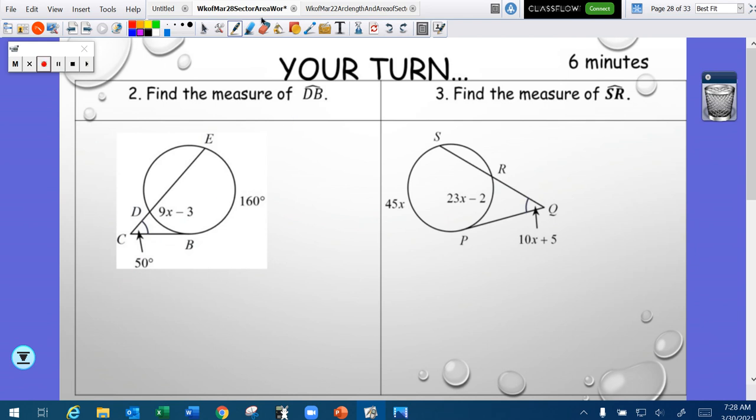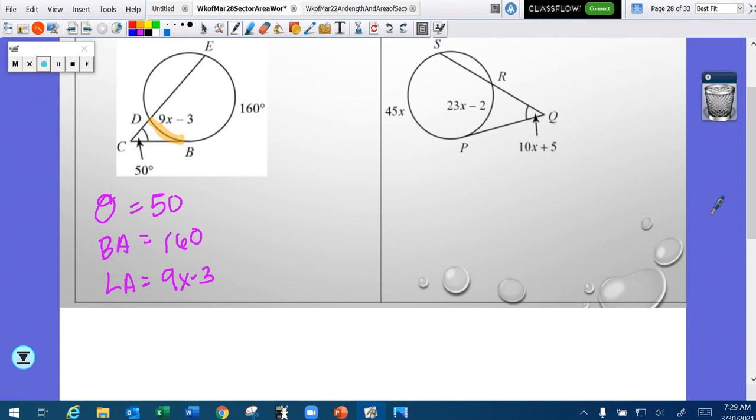Okay, so this is asking me to find the arc DB that's right here. And I'm going to write down what I'm given. Theta, which is outside, is 50. The big arc is 160. And the little arc is 9x minus 3. Since this angle is outside of the circle, I know I'm going to use 2 times theta equals the big arc minus the little arc.